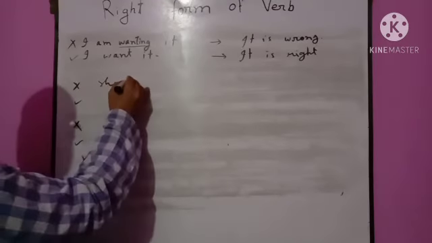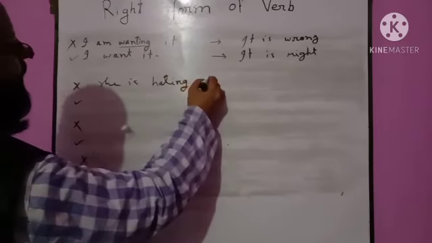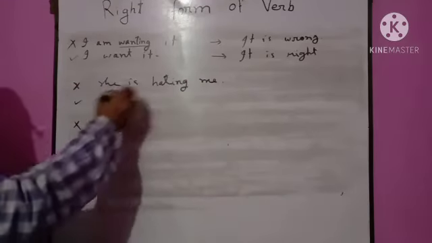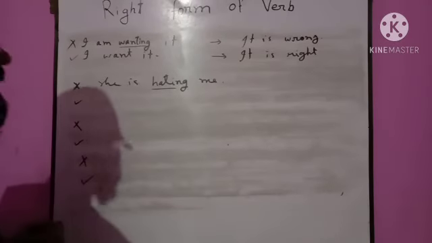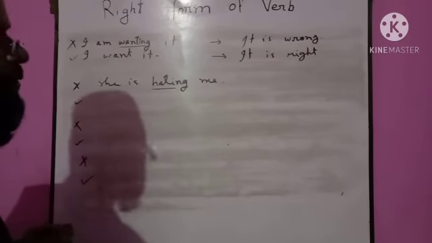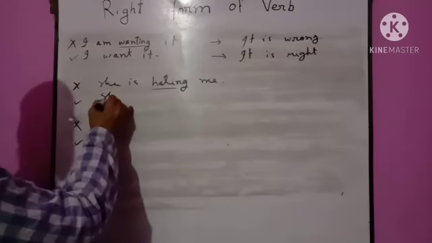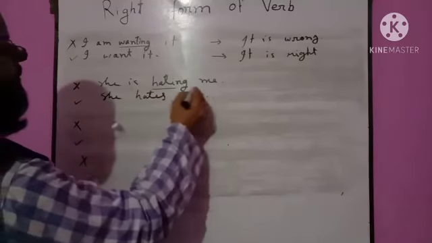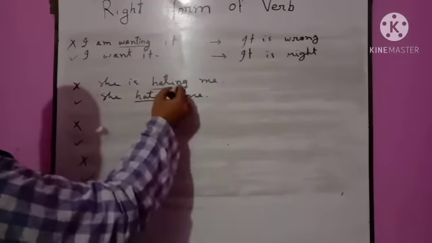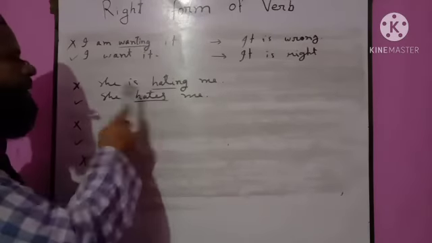She is hating me. Hate, a verb of mental activities, should not be used in continuous tense. The correct sentence will be she hates me. Is hating is wrong. Hates is correct.